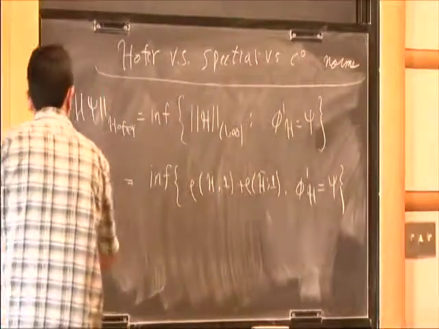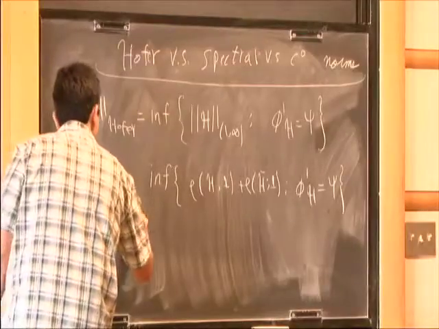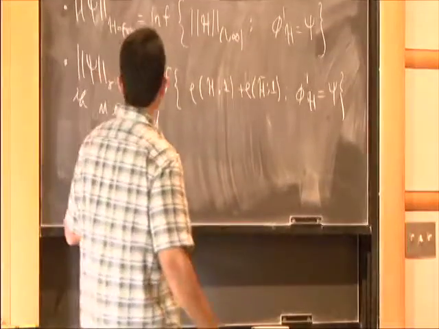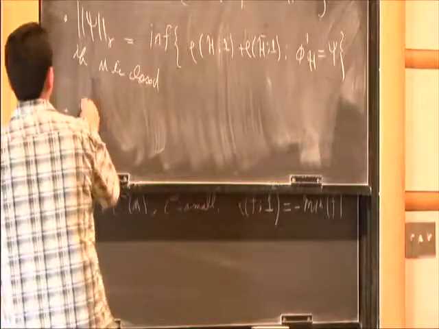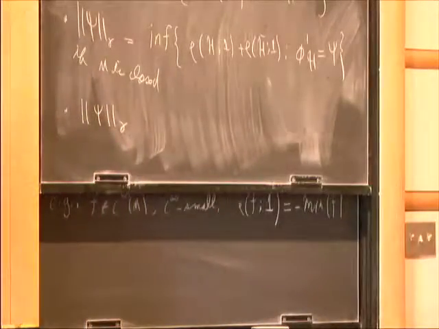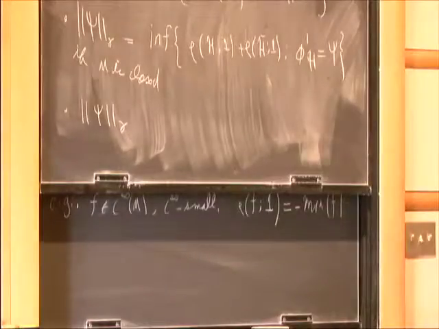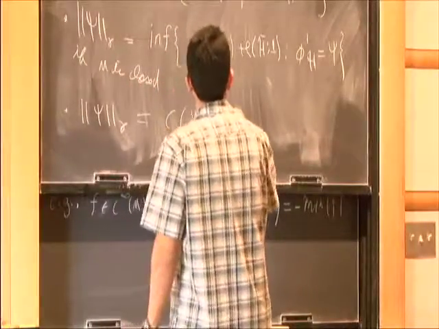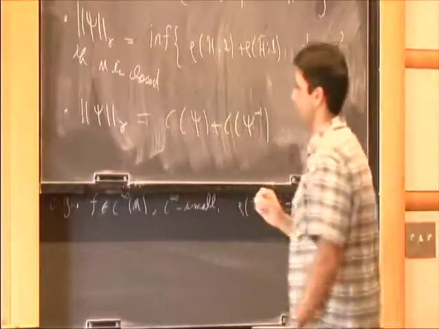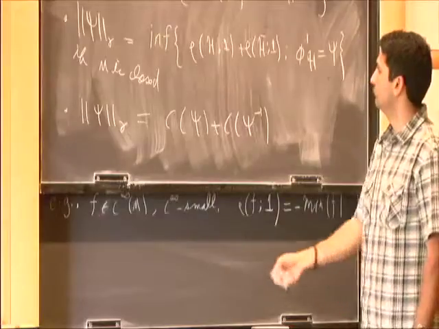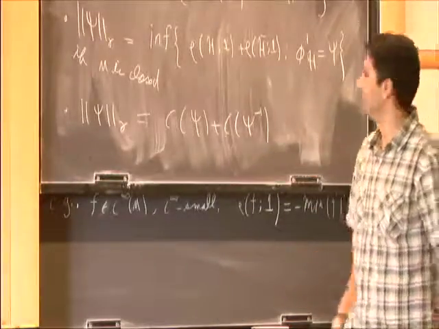Then I've got to tell you what it is in the case of a cotangent bundle. In the case of a cotangent bundle, it's much easier to define, because, as I said, these spectral invariants that Fraunhofer and Schlenk constructed descend to Ham. So the spectral norm, you just define it to be c of psi plus c of psi inverse. I mean, you could define it the other way, but it just gives you the same thing.